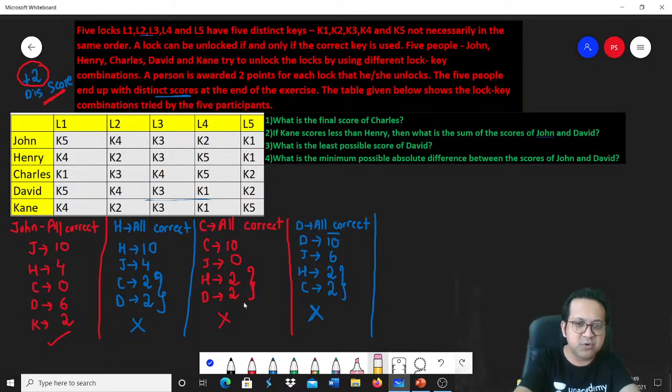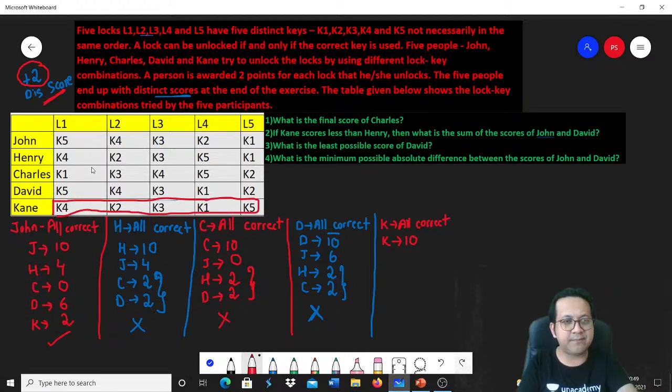So what is the last assumption? The last assumption is that the last person, K, gets all correct. Let's have a look. Because K is getting all 5 correct, that would imply 10 marks. Remember, 1 correct is 2 points. So 5 correct means 10 points. That's the assumption. Let's start. First one, the correct answer is K4. John used K5. Wrong. The correct one is K2. John uses K4.